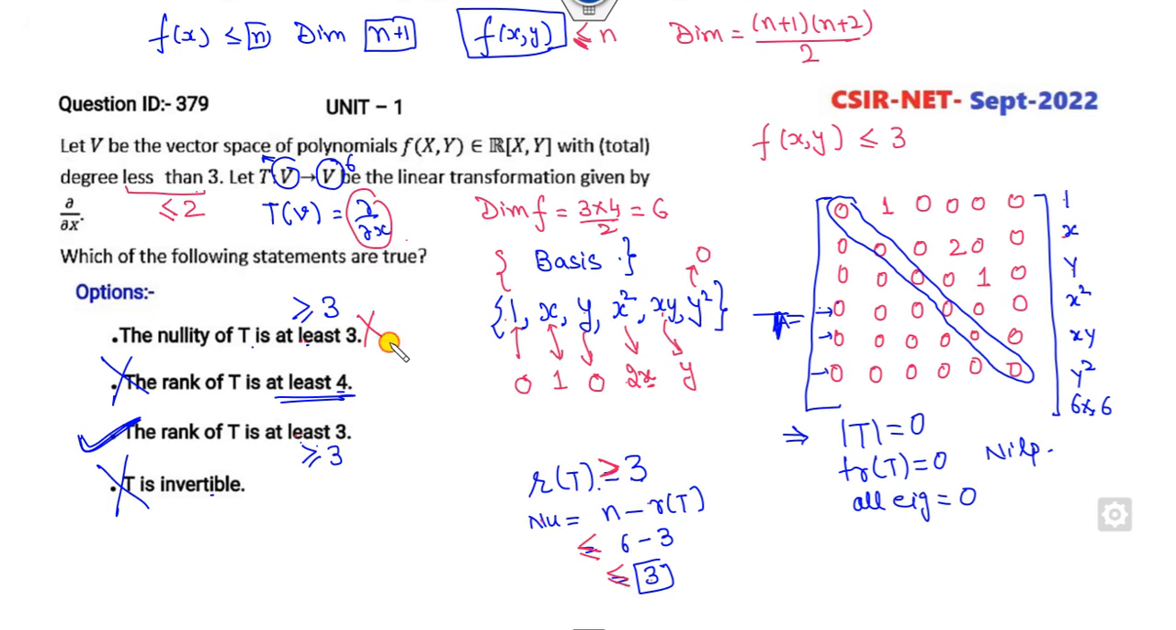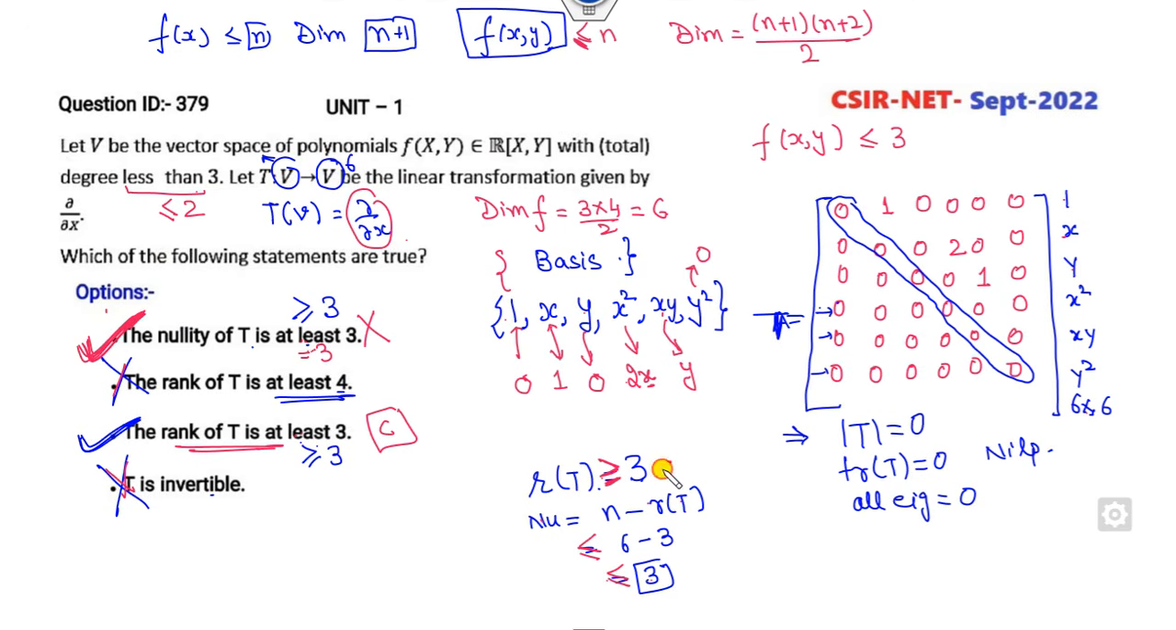So this option is cancelled, this option is cancelled, this is cancelled. The only right option left is this one, because rank plus nullity is the dimension. So dimension is 6. If rank is at least 3, then this is the right answer. But at least is also satisfied. It is 3 also. Equality is also satisfied. Sorry, so this is also the right answer.